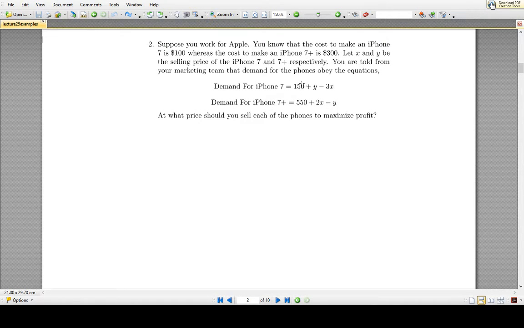So the idea is you have these kind of competing prices and you would like to know what price you should sell each of the phones for to maximize the profit. So let's go ahead and calculate this.